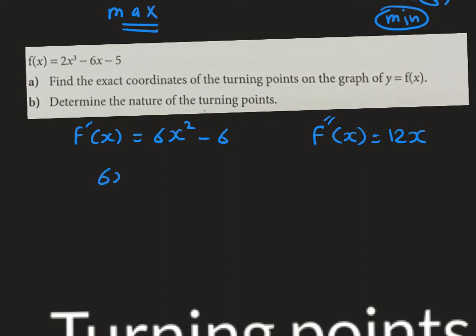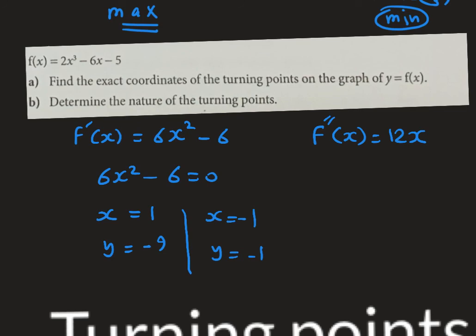Now equate the first derivative to 0 to find the stationary values. So 6x^2 minus 6 equals 0. You use the calculator to find x. You get x equals 1 or x equals negative 1. Then you can find y equals negative 9 if x equals 1, and y equals negative 1 if x equals negative 1.